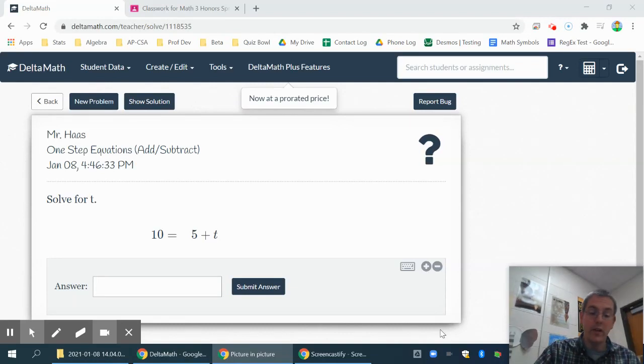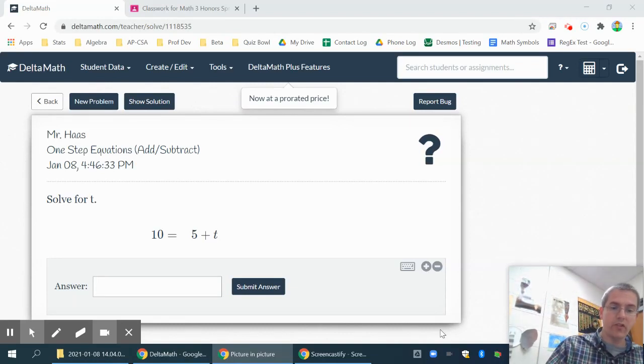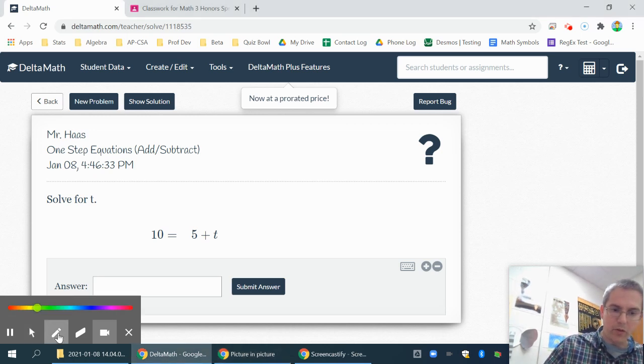I'm going to make a quick video to be sure you remember how to do these DeltaMath problems. Your first section is just some one-step equations, so some pretty basic review, I hope.